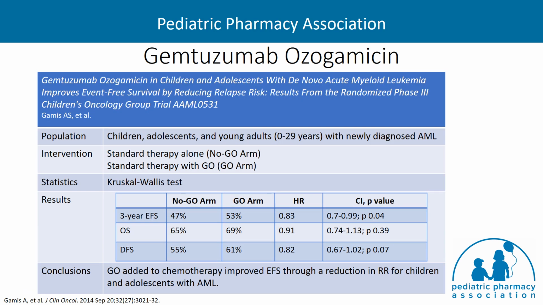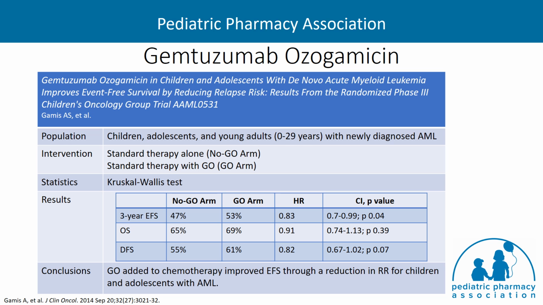There was a study published in 2014 by Gamis and colleagues entitled Gemtuzumab Ozogamicin in Children and Adolescents with De Novo AML Improves Event-Free Survival by Reducing Relapse Risk. Ultimately, this Children's Oncology Group study looked at evaluating children, adolescents, and young adults with newly diagnosed AML and whether the addition of gemtuzumab ozogamicin, or GO, improved overall outcomes.